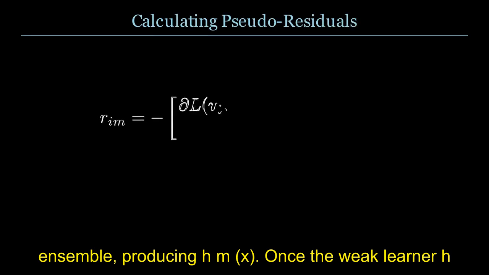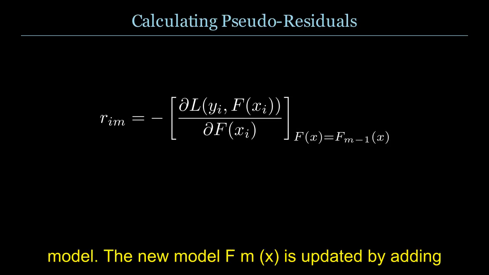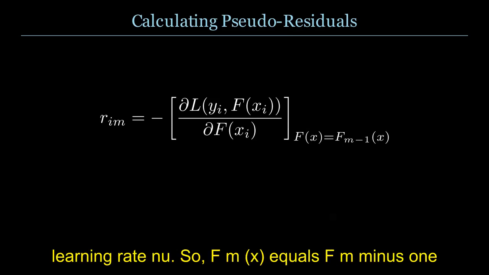Once the weak learner h_m(x) is trained, we update our overall ensemble model. The new model f_m(x) is updated by adding the prediction of the new weak learner, scaled by a learning rate nu.